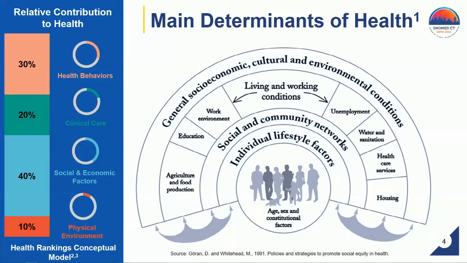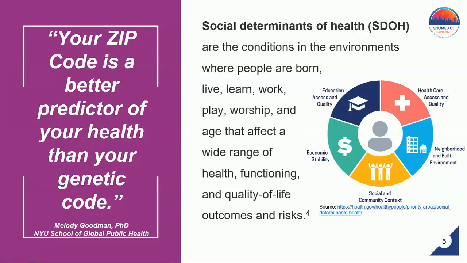On the left, we see a similar overarching theme about our relative contributions to health, where health behaviors contribute about 30% of our health outcomes, clinical care 20%, social and economic factors a massive 40%, and then the physical environment 10%. Put a little bit more succinctly, the Healthy People 2030 framework and this quote sum it up nicely: your zip code is a better predictor of your health than your genetic code.